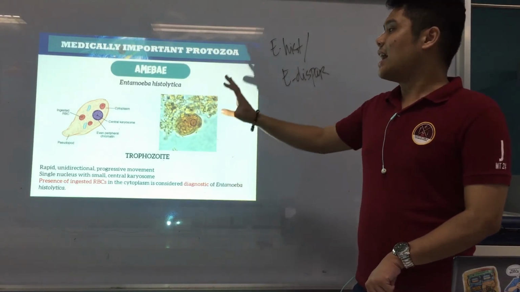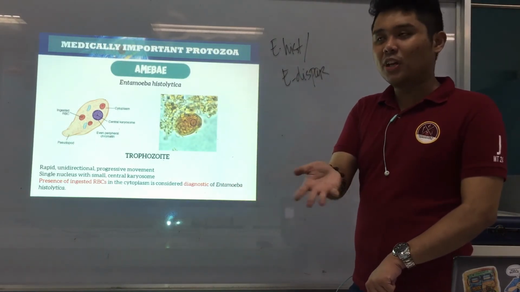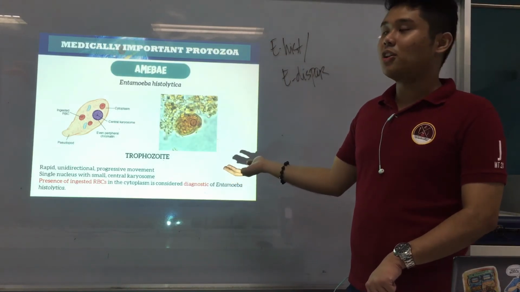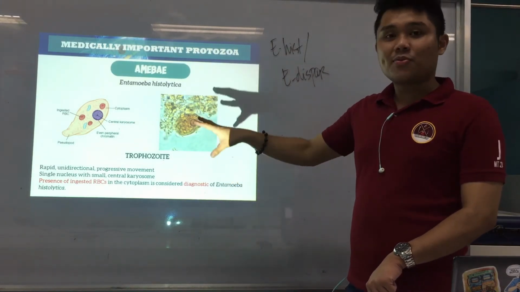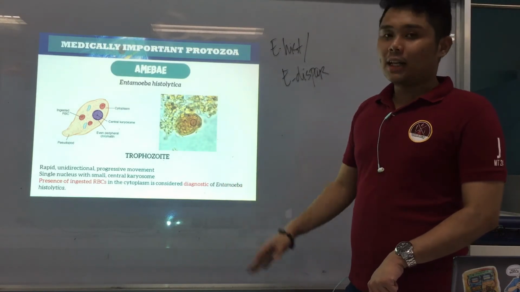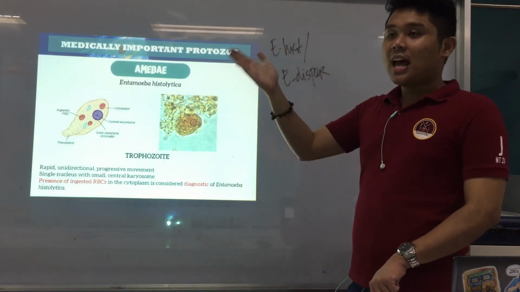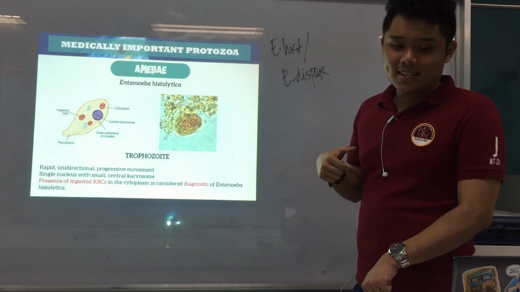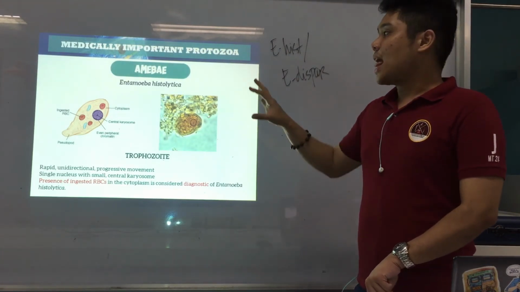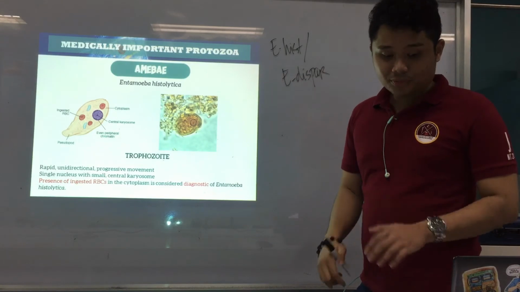Okay. But again, in your internship in the future, or in practice when you become medical technologists, usually in the laboratory, they follow that if you see a trophozoite or cyst like this, you report that as Entamoeba histolytica/Entamoeba dispar seen. Okay, all right. So that is for Entamoeba histolytica.